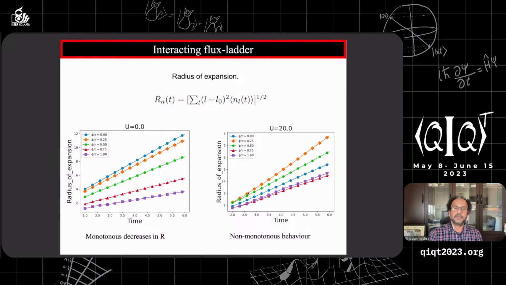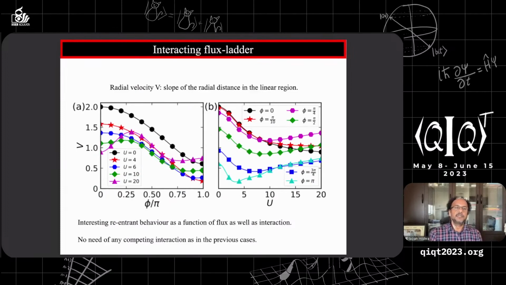To quantify this further, we plot the slope of this radius of expansion at some point in this curve, and then you see this here. So this is the radial velocity plotted as a function of phi. For U equals 0, you can see that there is a monotonous decrease in velocity, and for strong interaction U equals 20, the velocity goes up, goes down, and goes up again. This is a very interesting feature of reentrant dynamics, and here there is no energy resonant condition. There are no competing interactions present in the system, and this is happening when only one type of interaction is there and the flux is changing.